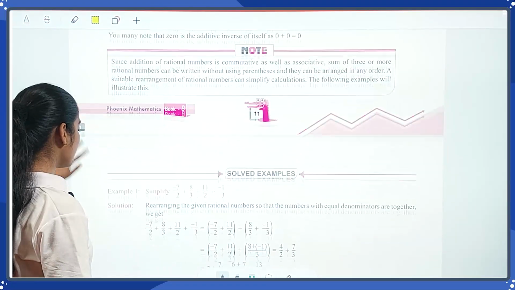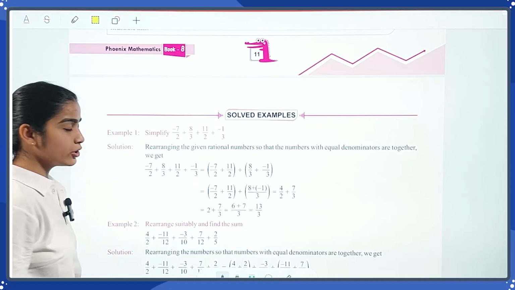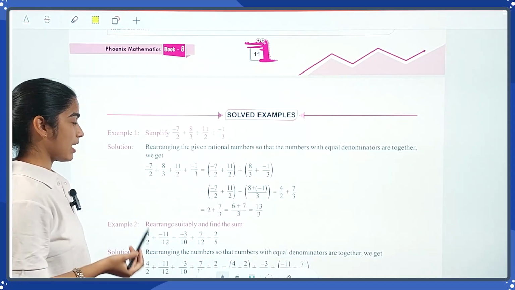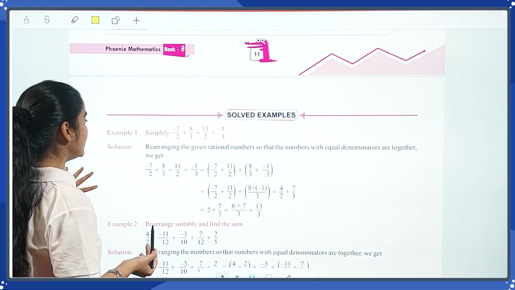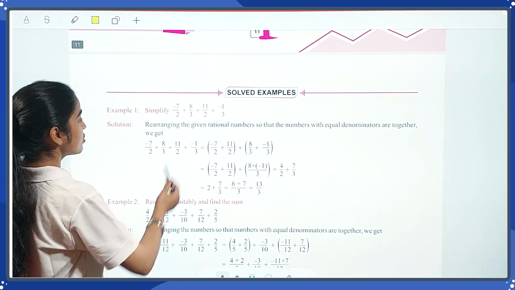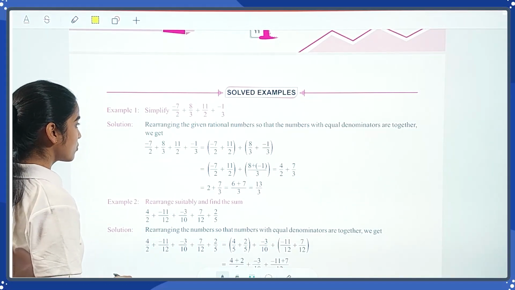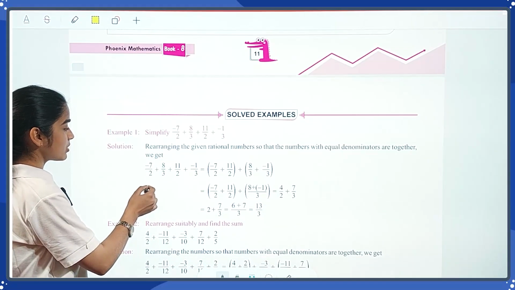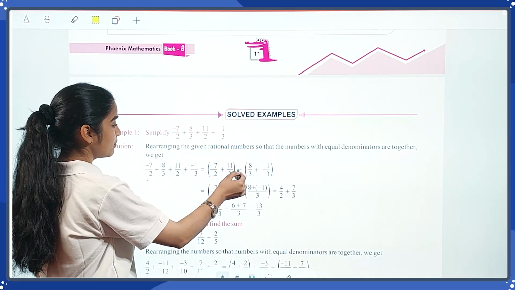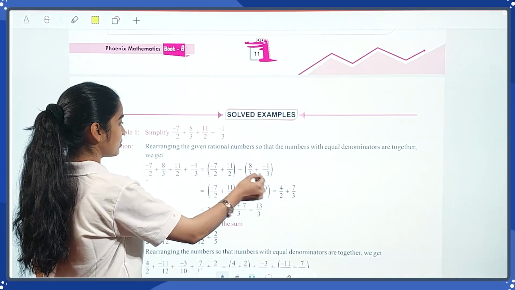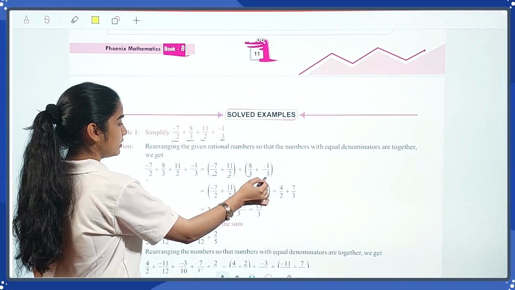Okay, so next, you have to simplify this. So according to BODMAS rule, first we have to do B for bracket open, O for of, and D is division. So rearranging the given rational numbers so that the numbers with equal denominators are together, we get, first we have to arrange the positive numbers: minus 7 by 12 plus 11 by 12 plus 8 by 3 plus 1 by 3. To arrange the denominators the same, 12 and 12, 3 and 3.